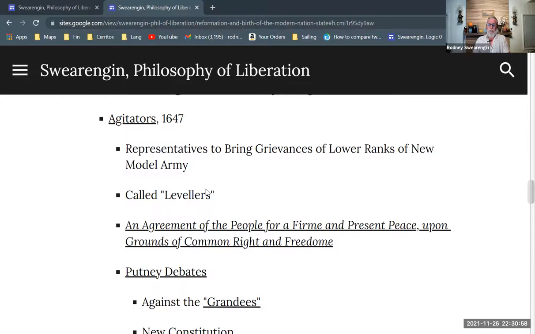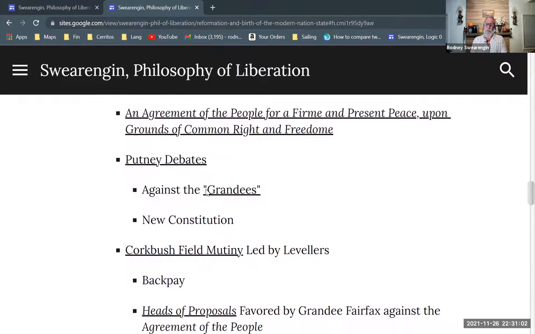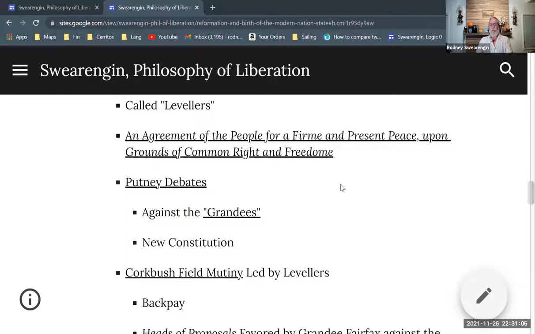rabble rousers, occupiers, people who are trying to assert rights beyond, you know, their legal standing. These so-called levelers draw up an agreement of the people that lays out as a manifesto the sorts of rights that they want for soldiers, including religious freedom and regular pay and the right to air grievances. And part of it is also to build these things into the Constitution, into the legal framework of the new government that is going to be founded when they win the war against Charles.